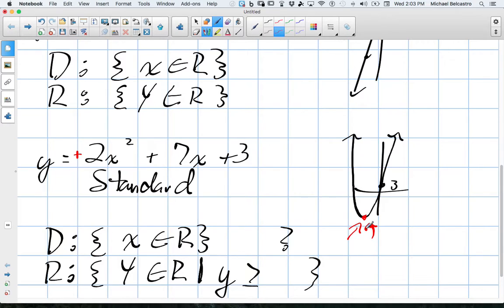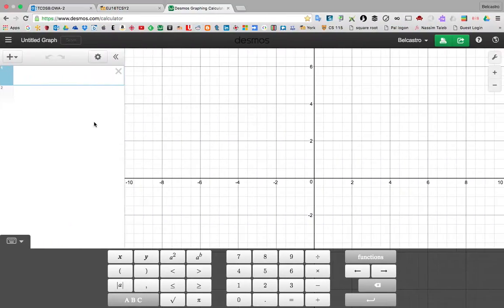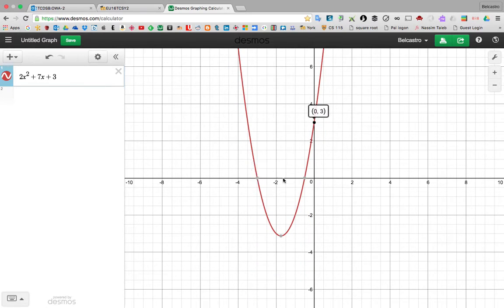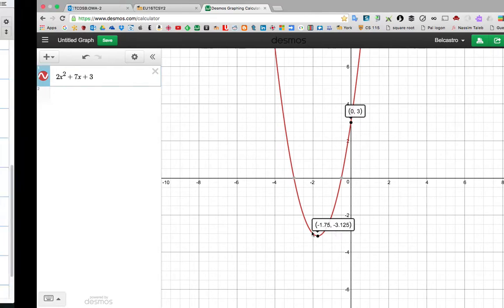Because we're just looking at domain and range, I'm going to quickly just type this function into a graphing calculator so we can quickly tell where the vertex is. So 2x squared. So here we are. We have 2x squared plus 7x plus 3, I think it was. There we go. Like I said, our y-intercept is still 3. We have our two x-intercepts and our y value, okay? So the y value, negative 3.125.